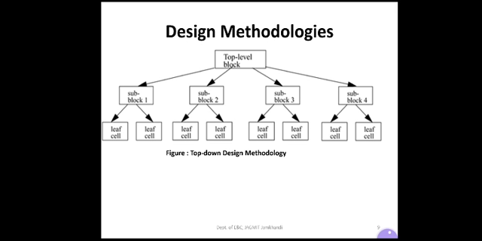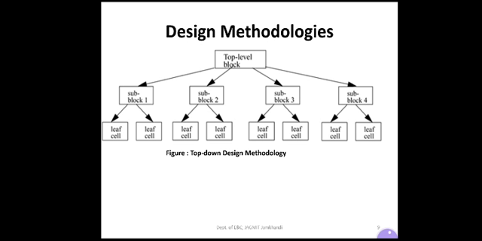Design methodologies. Basically there are two different types of design methodologies available. The first one is the top down design methodology and the second one is the bottom up design methodology. The figure shows the top down design methodology. As you can see from the figure, it consists of a top level block, which is subdivided into sub blocks. There are 4 sub blocks and each sub block is again divided into a number of leaf cells.